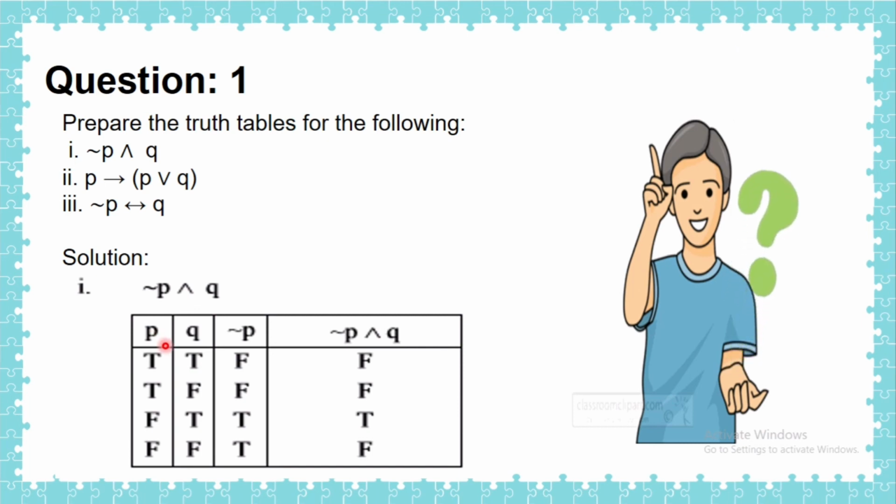In tables, P, Q, ~P, ~P and Q. True, true, false and false. True, false, false and false. False, true, true, true. False, false, true, false.